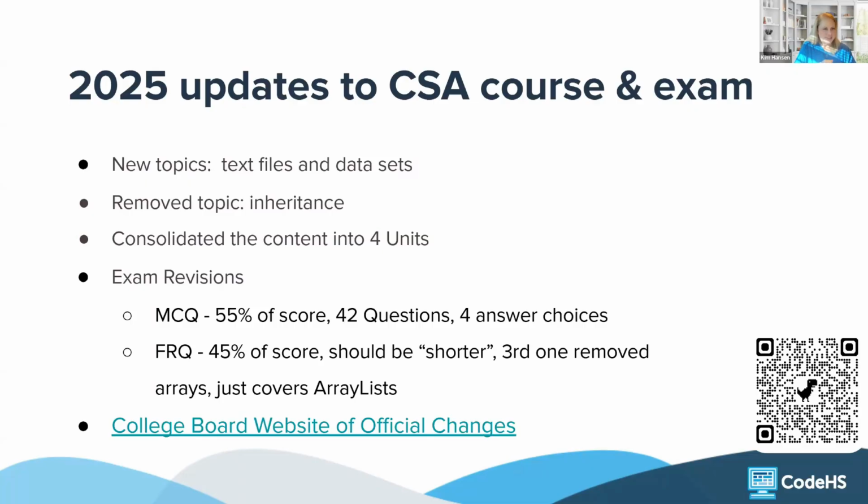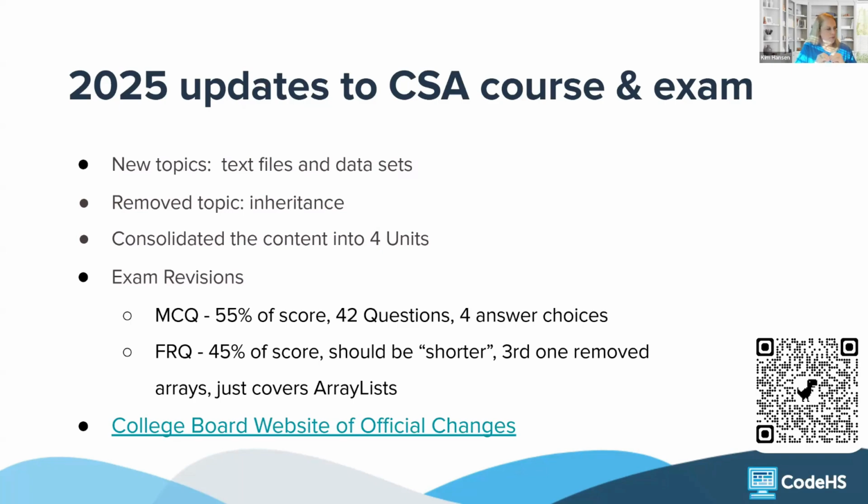And then they took inheritance out, and there are some people in the community that think we shouldn't have, but it is what it is. And it's only 4 units instead of 10 units, but they're 4 really long units. And then the exam revisions: instead of a 50-50 test, it's 55% multiple choice with 42 questions instead of 40.